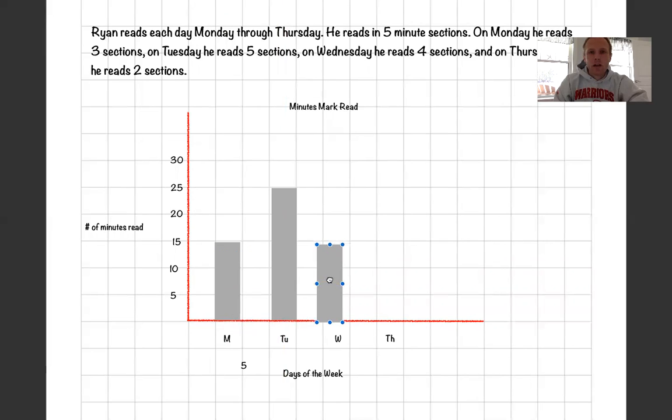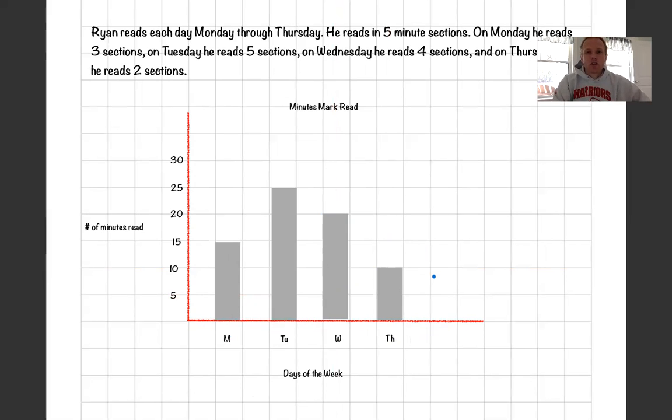On Wednesday, he reads 4 sections. So we know 5 times 4 is 20. And lastly, he only reads 2 sections on Thursday. We wish he read more on Tuesday, of course. I mean, on Thursday. Tuesday he actually did pretty well. So we can see the 2 sections of 5 minutes each is 10 minutes. So you're combining your multiplication work with your ability to do bar graphs.